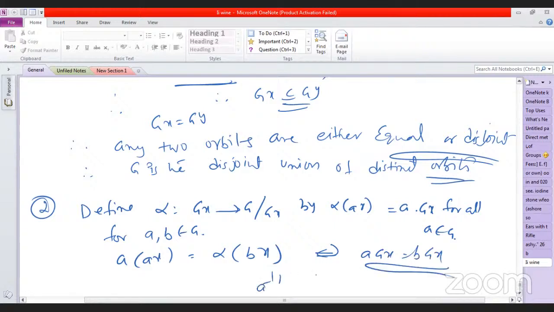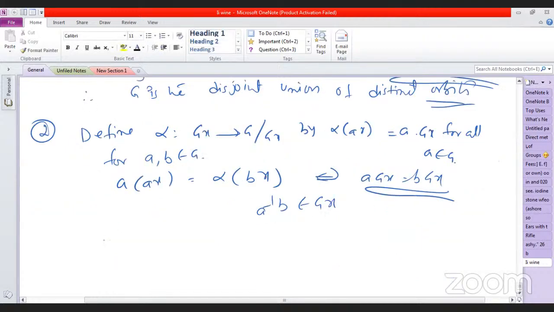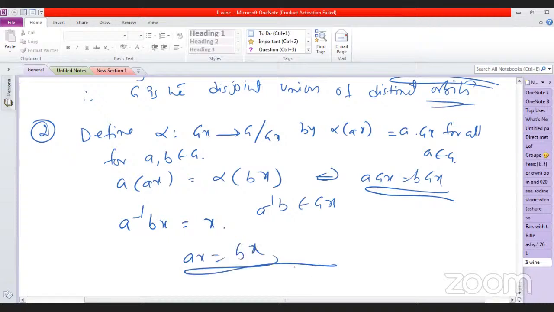Therefore, a inverse b belongs to Gx. So therefore, from the above conditions we can write here a inverse of bx is equal to x. Therefore, ax equal to bx. So therefore, alpha is well defined and one-one. One-one condition satisfied. Yes, it is clearly onto.